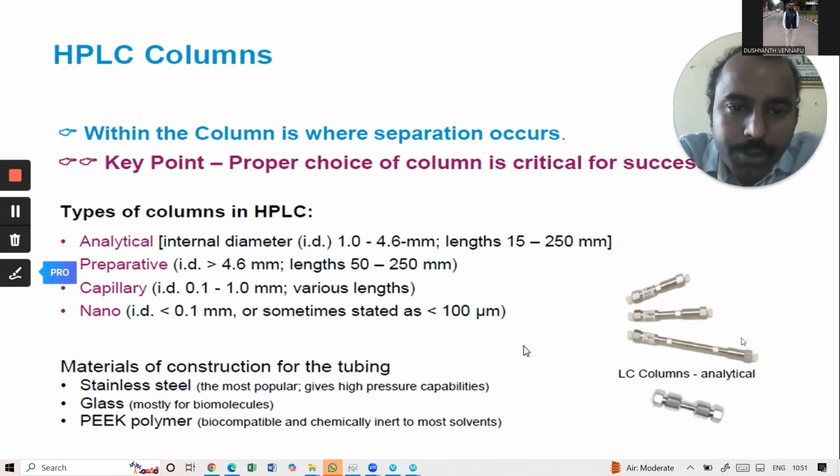What does it mean? HPLC stands for high performance liquid chromatography. If you go for UPLC, that is ultra performance liquid chromatography. What is the difference between HPLC and UPLC? In HPLC, the pressure applied is up to 400 bars, whereas in UPLC the maximum pressure applied onto the system is 4000 bars. That means a 10-fold difference in applied pressure.